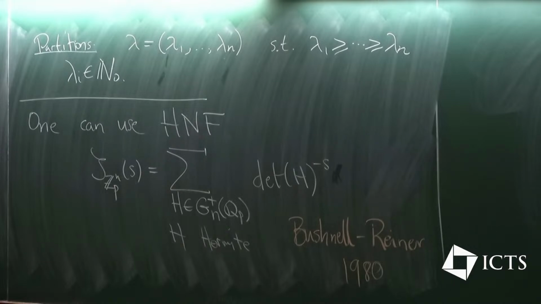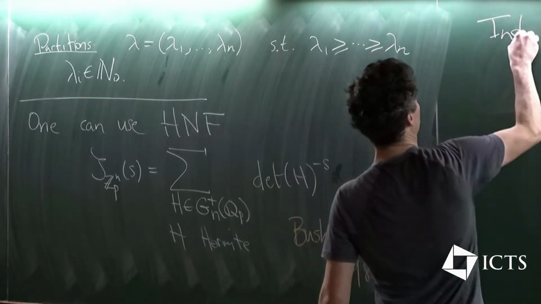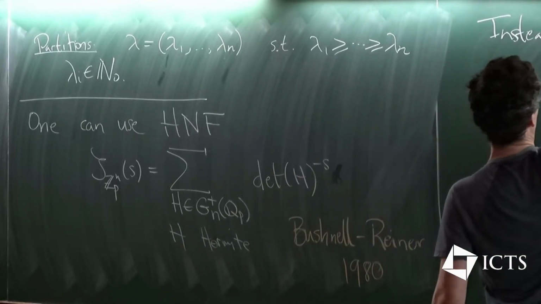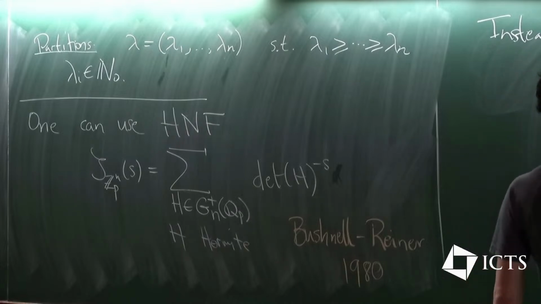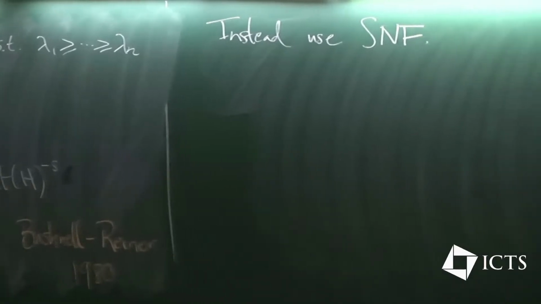Okay, so another way we can count is not by Hermite, but rather by Smith. Instead, you're going to use the Smith normal form. And we're actually going to do this one. Well, most of it, not all of it. Okay.